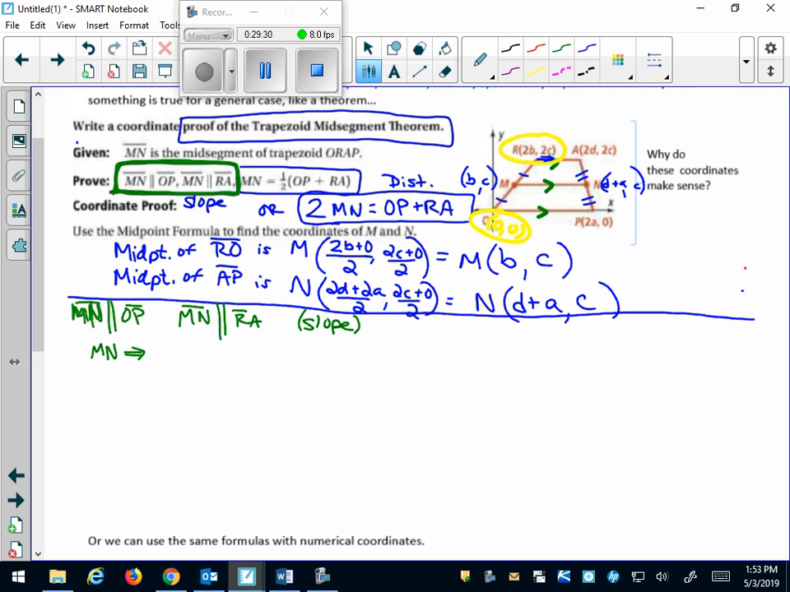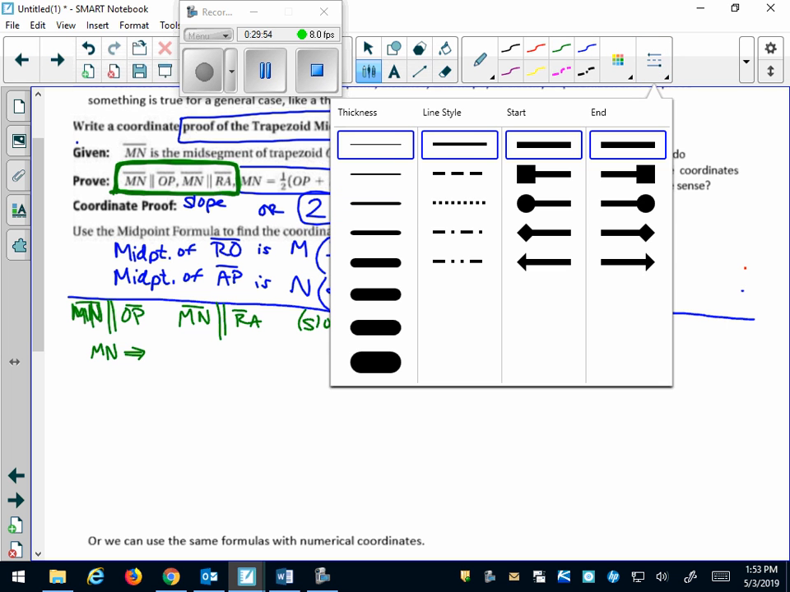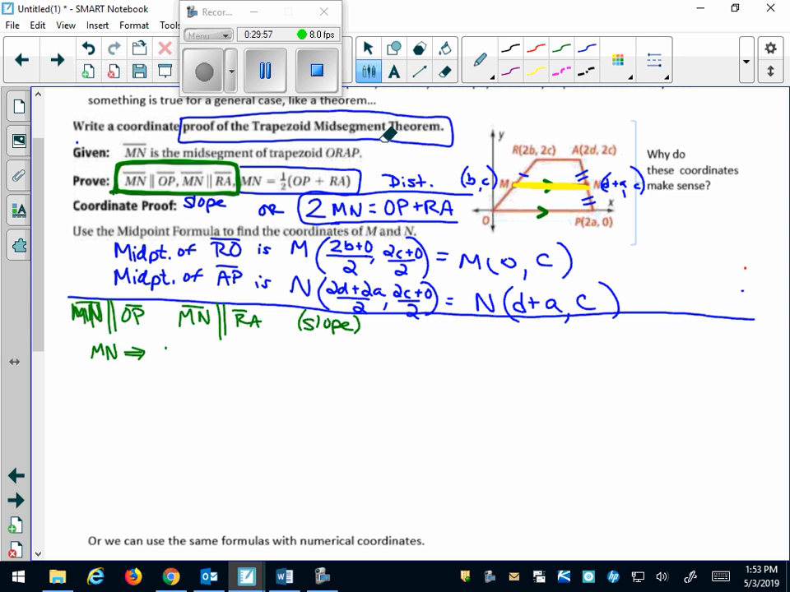Remember, slope is y2 minus y1 over x2 minus x1. Up here in our diagram, we're doing the slope of MN, so we're using the two coordinates, the two ordered pairs, I should say, of M and N. So subtract the y's. So we've got c minus c over d plus a minus b. Doesn't really matter what's on the bottom, because what's c minus c? 0.